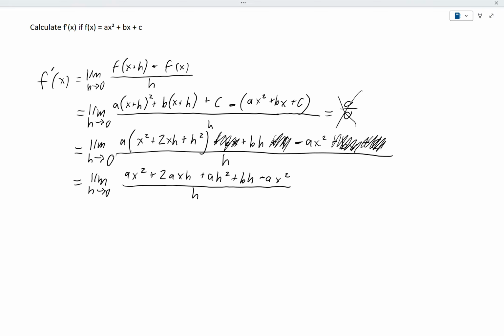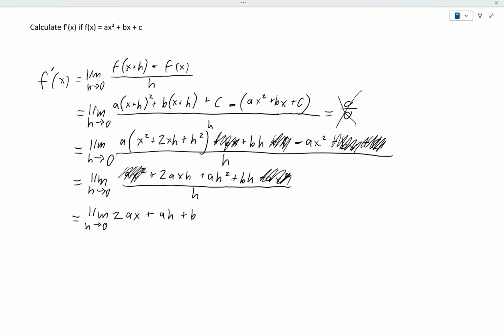So at this point you can see there are some things that will cancel again. And those things that cancel are ax squared and minus ax squared. And that's everything that cancels. But as you can see, there's an h in every term in the numerator and an h in the denominator. So h just divides out of the whole thing. And we're left with 2ax plus ah plus b.